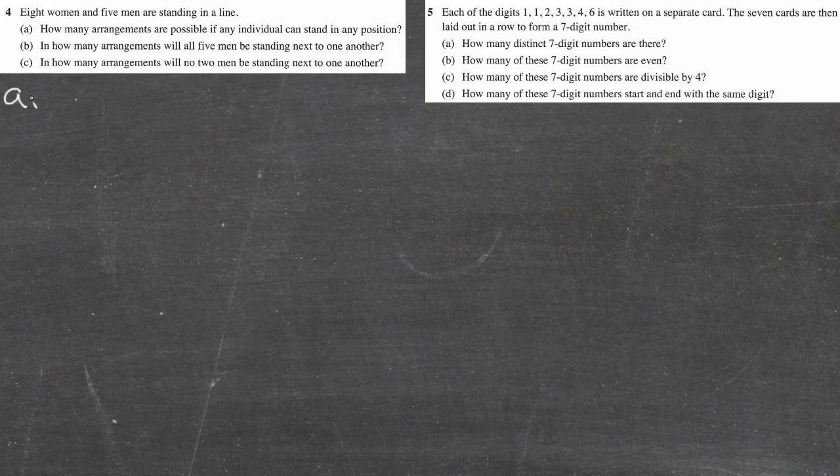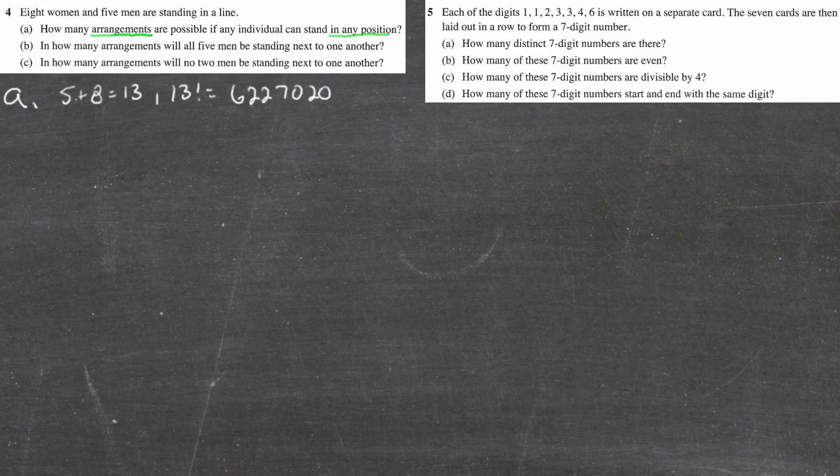All right, folks, here we are on page 105. We're looking at number 4, part A. We've got 8 women and 5 men standing in a line. How many place arrangements could there be for any position? Well, all we got to do here is we got 13 people altogether, and 13 factorial will tell me all the different arrangements.